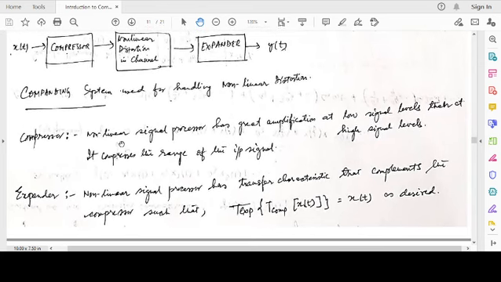A compressor is a nonlinear signal processor which has greater amplification at the lower signal levels than at the higher signal levels. So the original signal had a dynamic range, but after compression, because it provides greater amplification of the lower signal levels and lesser amplification of the higher signal levels, it compresses the range of the signal. It compresses the dynamic range of the signal.